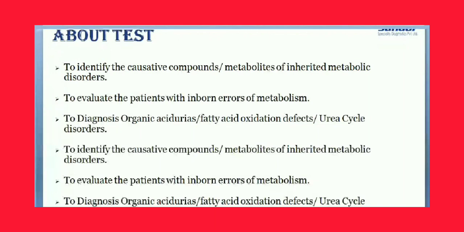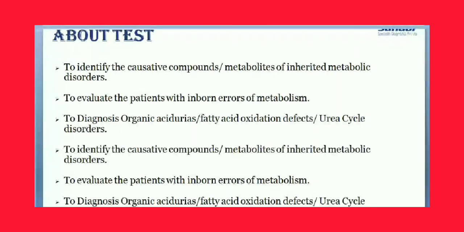So what do we do? Screening we have done, and we have got one abnormality. Then next, what do we do? We go for confirmatory tests. These confirmatory tests will tell about which metabolite. I'm talking about the metabolite, which metabolite is accumulated in the body fluid. This is all about identifying the causative compound or metabolite which causes the IMD.